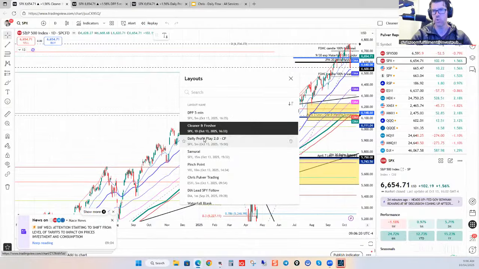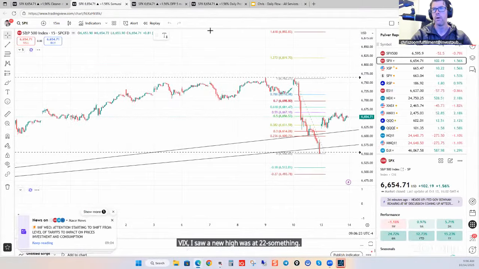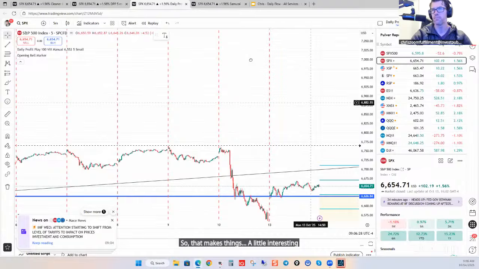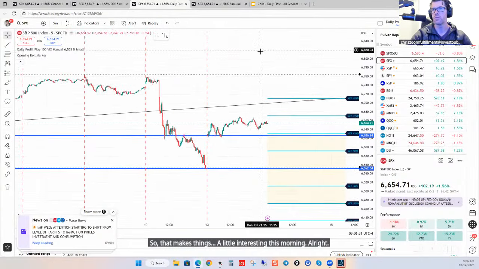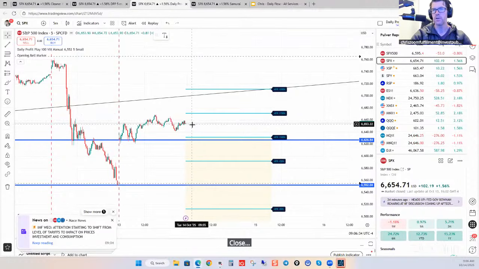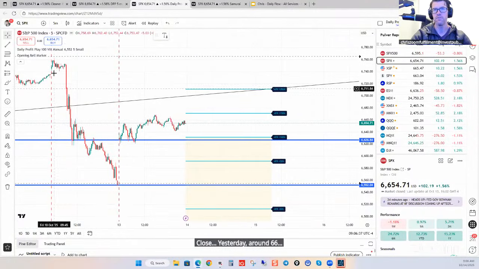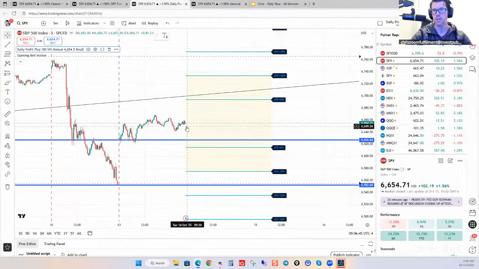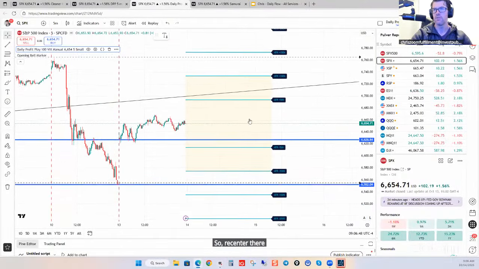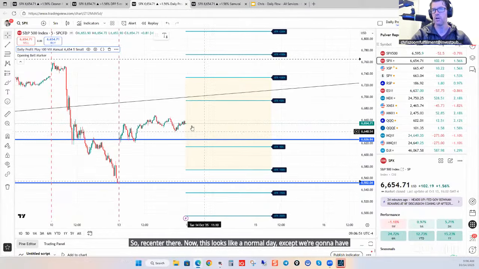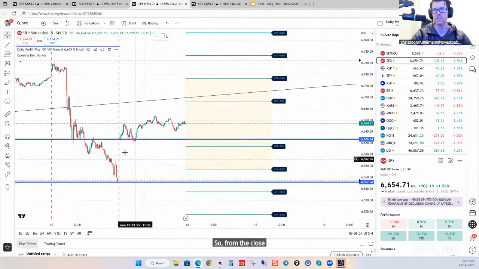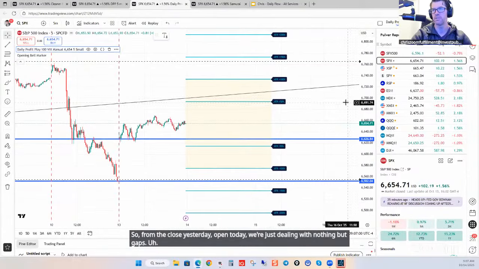VIX, I saw a new high was at 22 something. So that makes things a little interesting this morning. Close yesterday was around 66.54. So recentered there. Now this looks like a normal day, except we're going to have a huge gap to the downside. From the close yesterday to the open today, we're just dealing with nothing but gaps. It does make things a little bit more interesting.